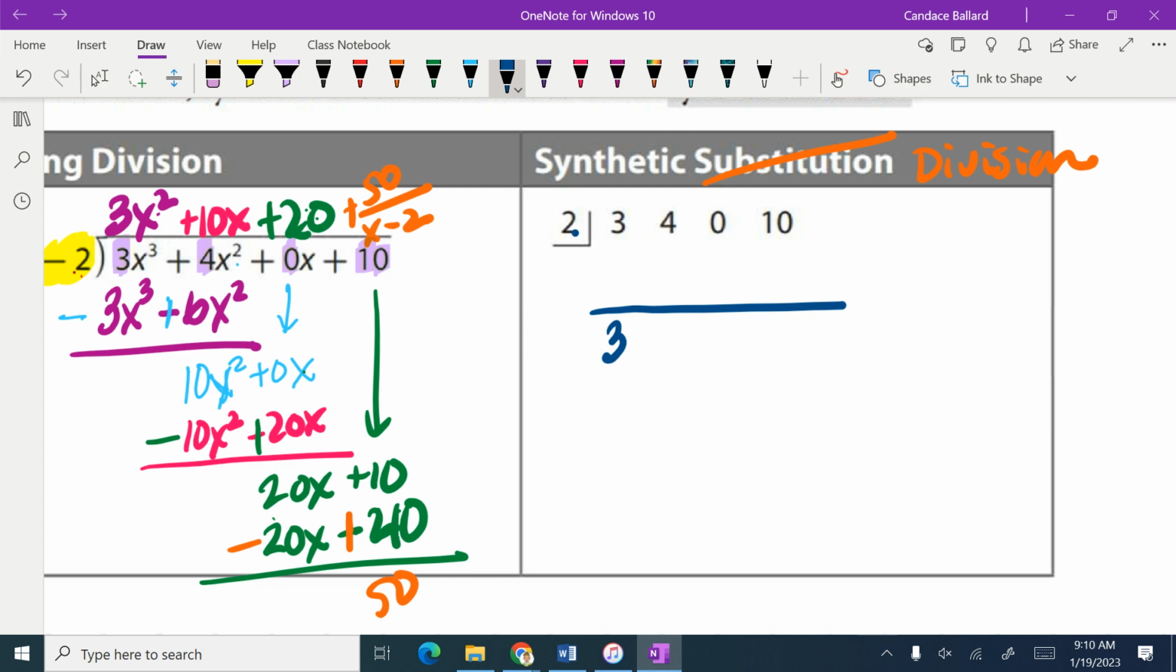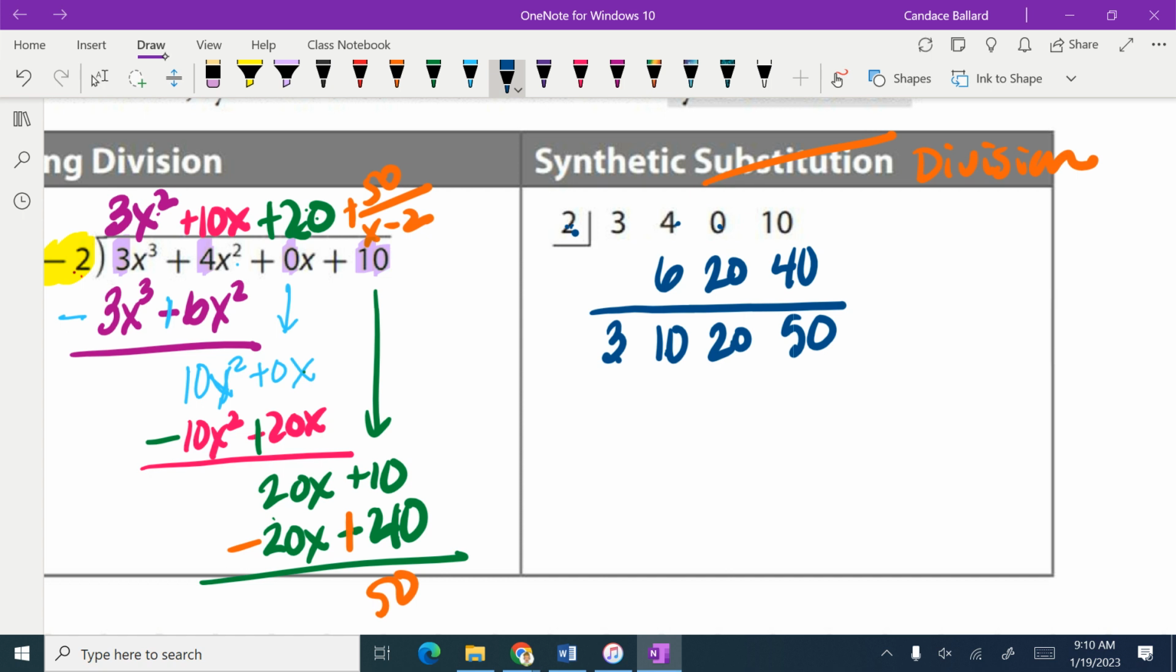So I multiplied 2 times 3. What's 2 times 3? 6. And then I'm going to add the column. So what's 4 plus 6? 10. 2 times 10. 20. 0 plus 20. 20. 2 times 20. 40. 10 plus 40. Didn't I get the exact same coefficients I did there? And look at how much faster that was, right?